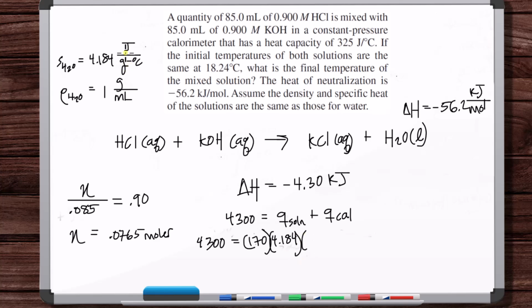times, right? So we've multiplied by grams. Let's get our units right. We're in joules here, so these joules match. We have 170 grams, right? This 1 times 85 plus 85, so 1 times 170, so we're in grams. So grams times joules per gram degrees Celsius. The grams cancel. Now we have joules per degree Celsius. Now we just need to multiply times the delta T, which would be in degrees Celsius. So let's say temperature final minus the initial temperature. Do we have the initial temperature? Yes, 18.24.